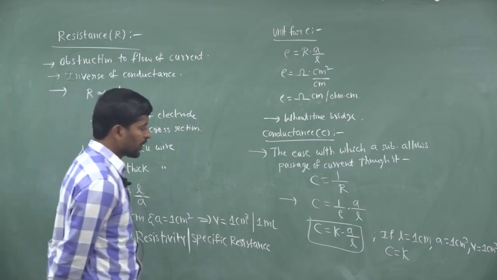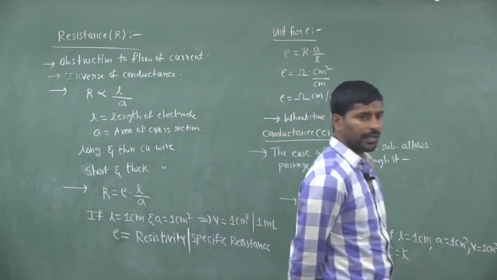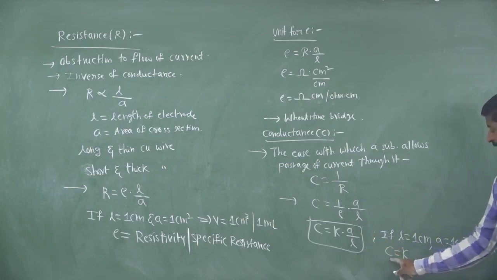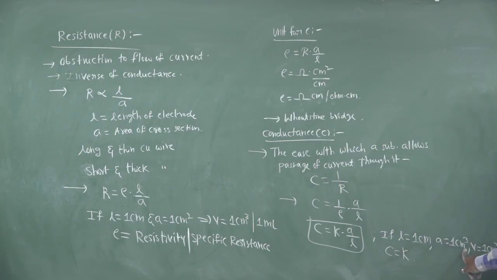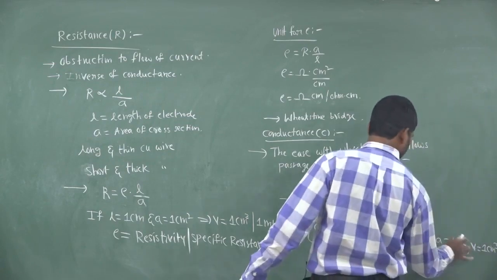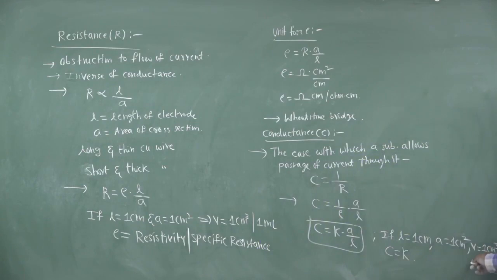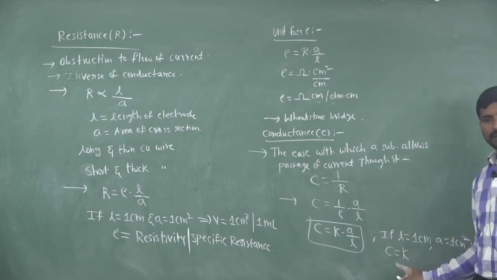K is called conductivity or specific conductance. How can you define K? K is defined like this. It is the conductance shown by 1 centimeter cube conductor or 1 ml electrolyte solution, where A is equal to 1 centimeter square. Right? K is defined like this.